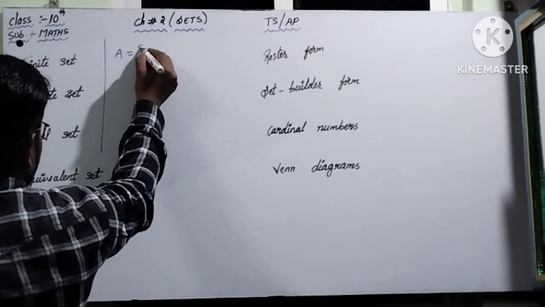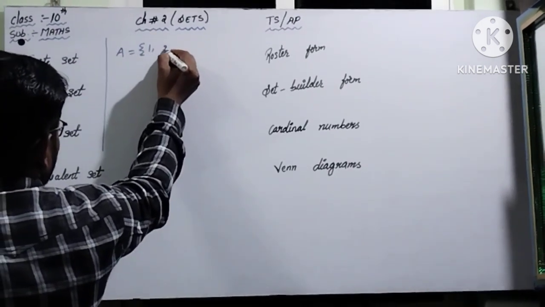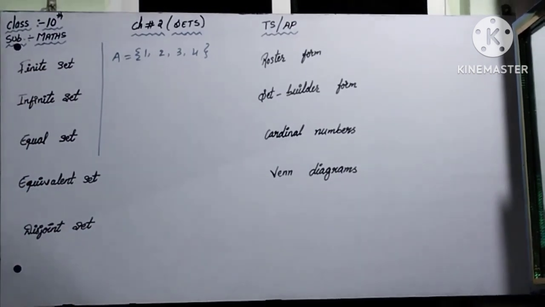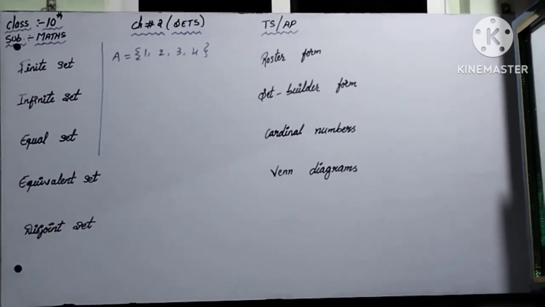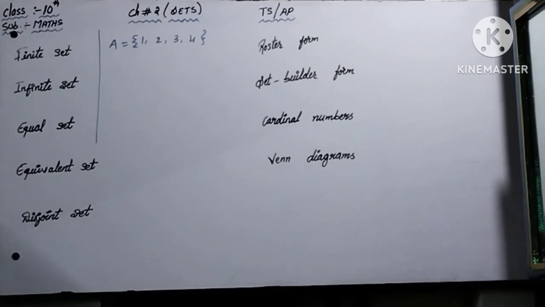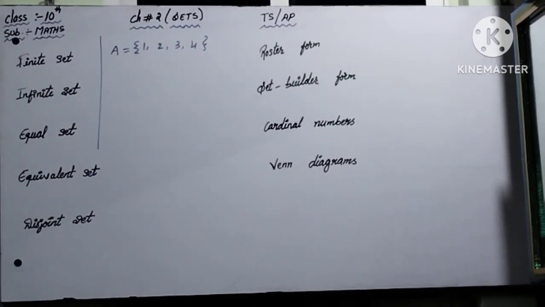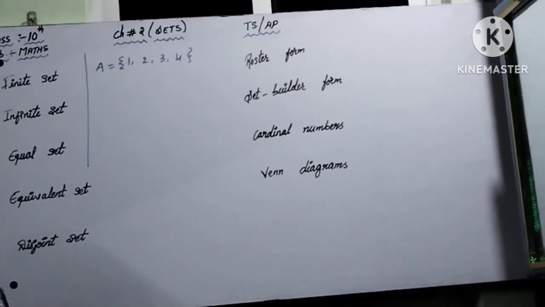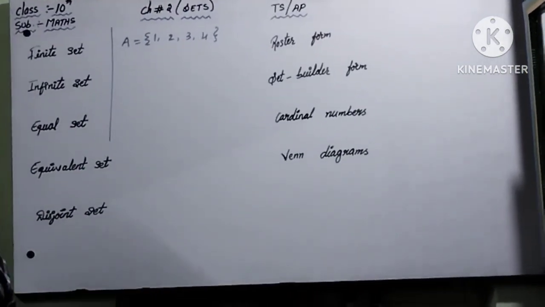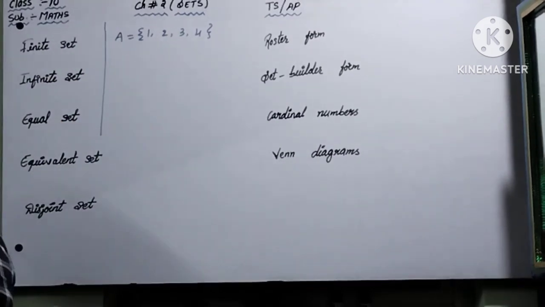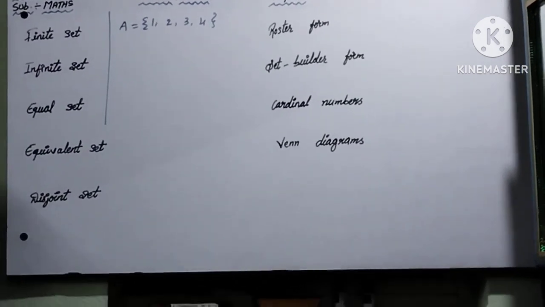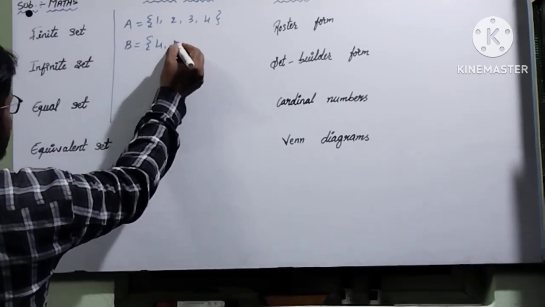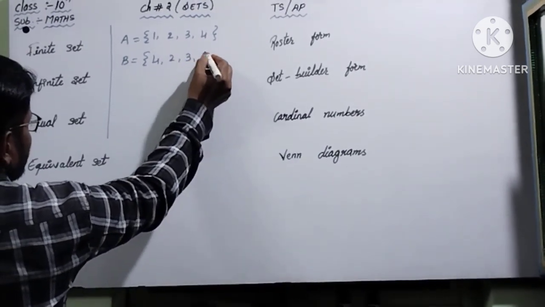Set A has elements 1, 2, 3, 4. I have taken numbers, but otherwise you can take anything. You can take your favorite stars, your favorite cricketers, anything. So I take A equals 1, 2, 3, 4, and for set B, I use 4, 2, 3, 1.